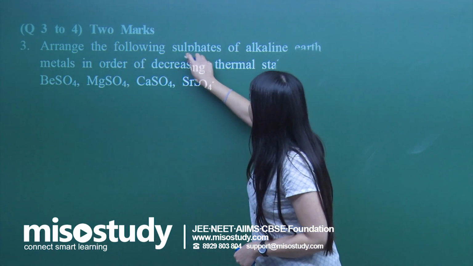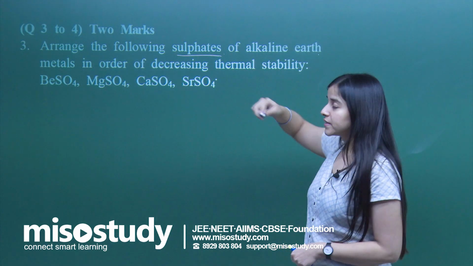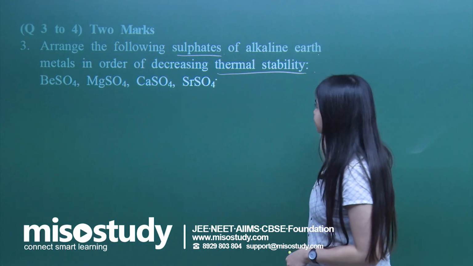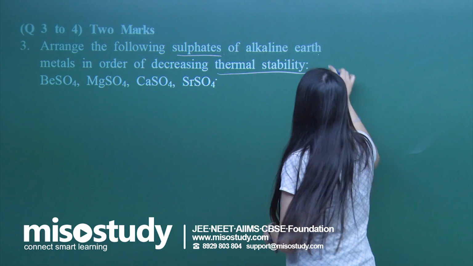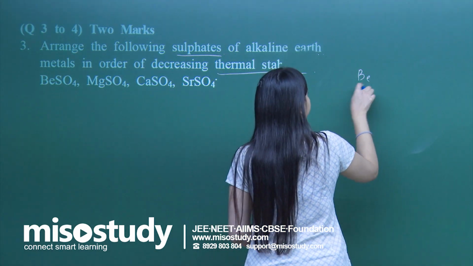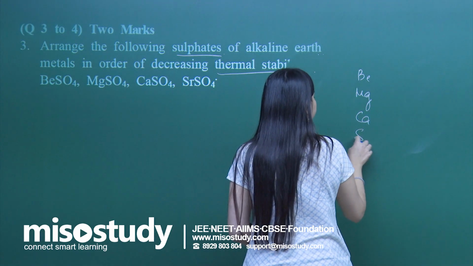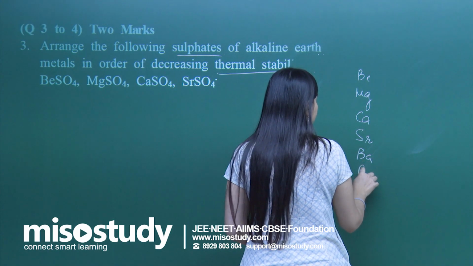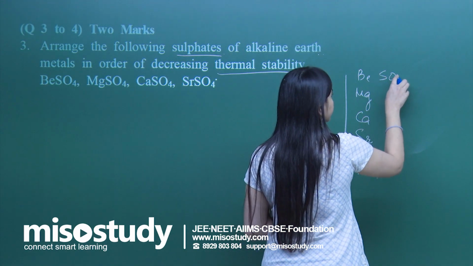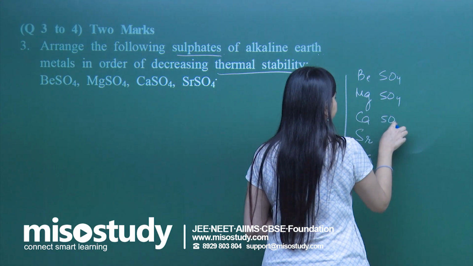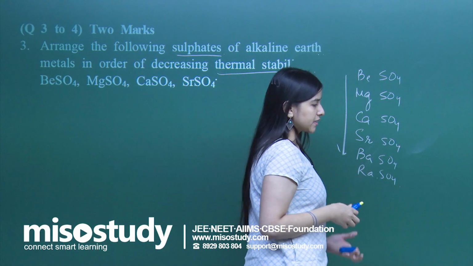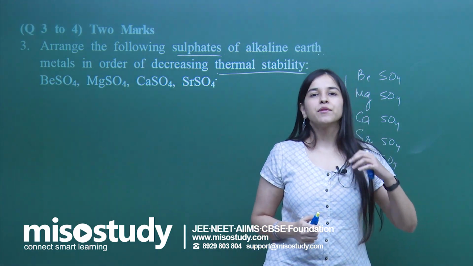What I have got here is something related to sulfates of alkaline earth metals. In the alkaline earth metals, we have discussed the order of decreasing thermal stability. First of all, let me write the sulfates over here. They are alkaline earth metals, and I will write their sulfates. Now, down the group what happens? Down the group the thermal stability will increase.